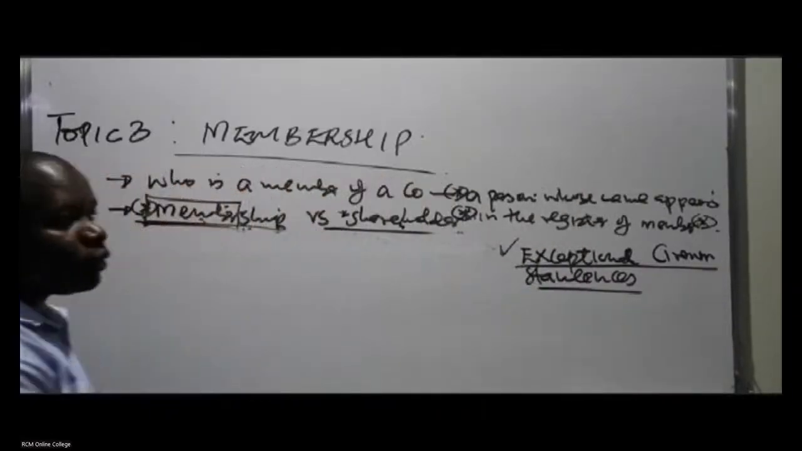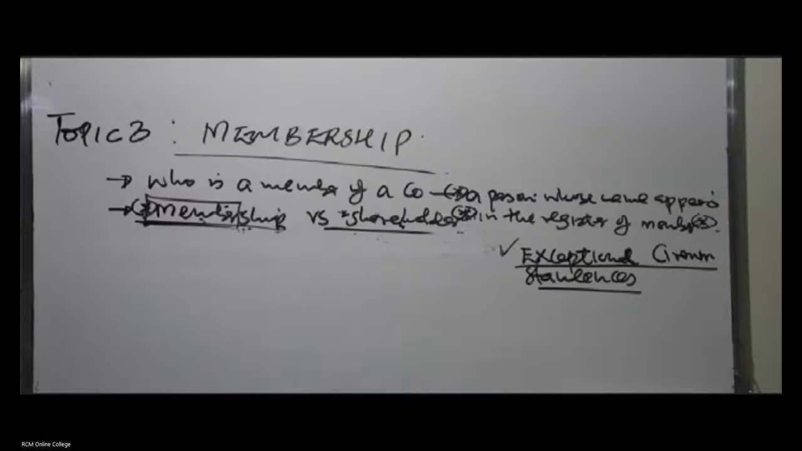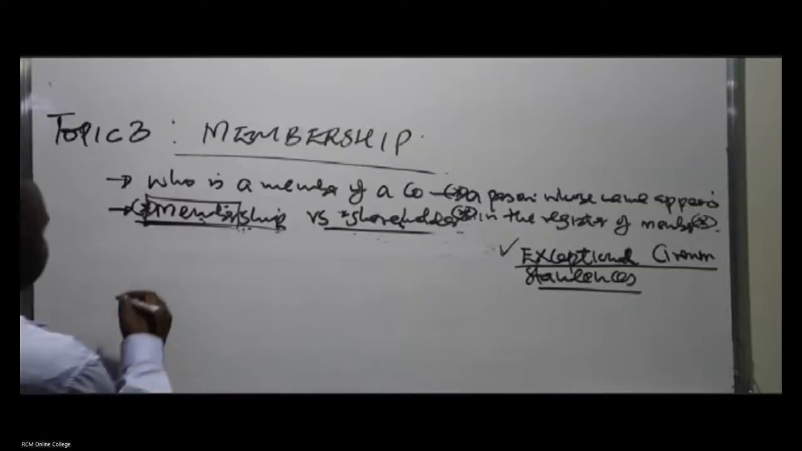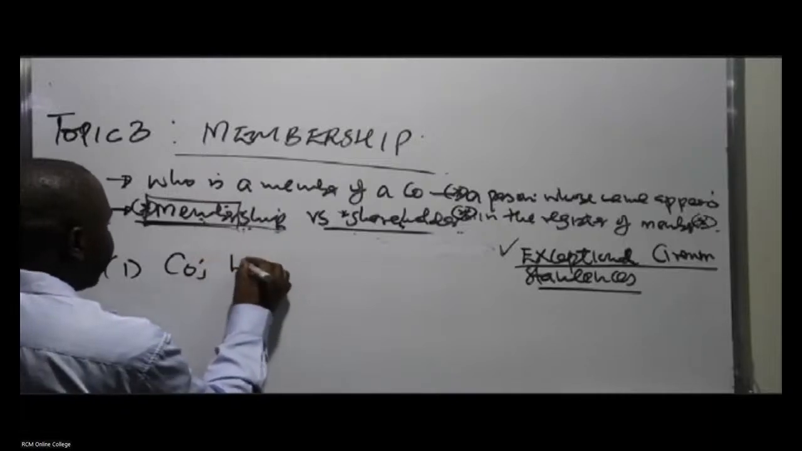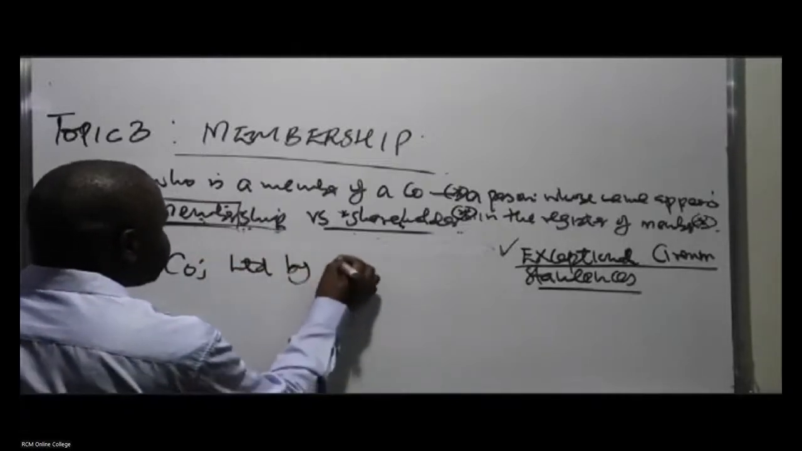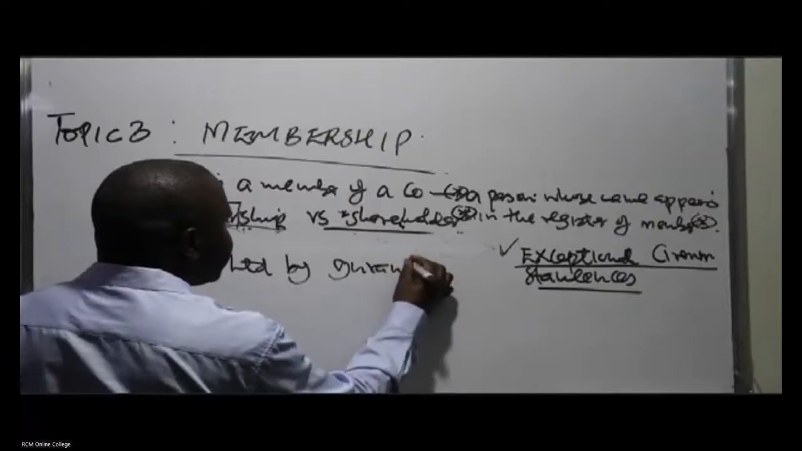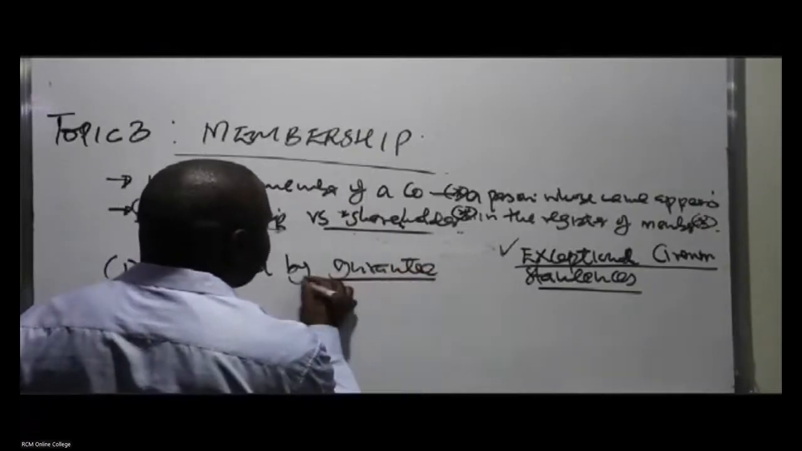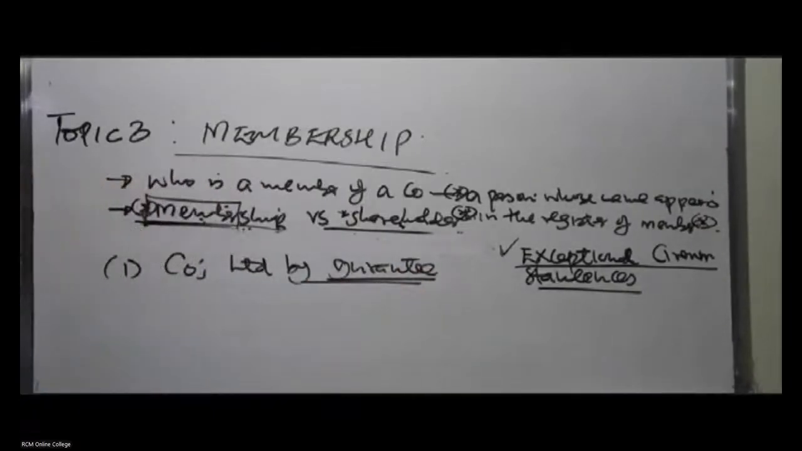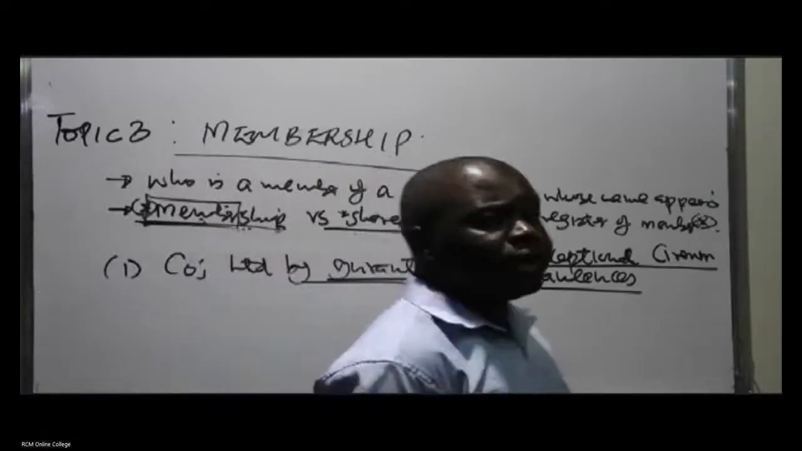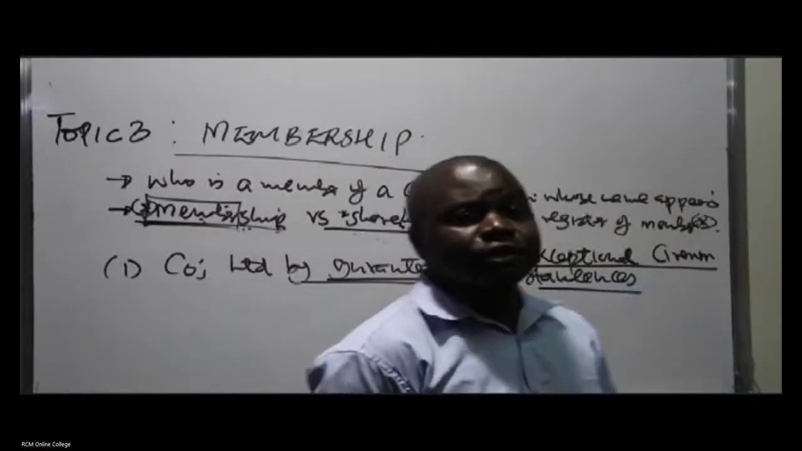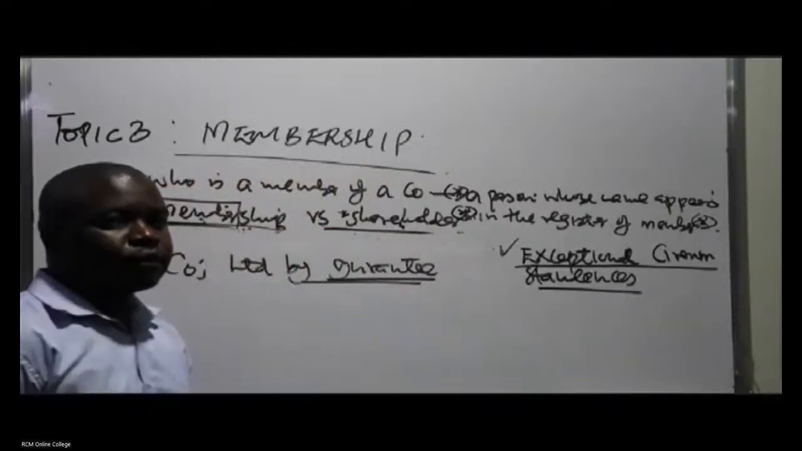We've already mentioned one of those exceptional circumstances in a company limited by guarantee. In companies limited by guarantee, there are no shares or shareholders. It's a type of company where we only have members, and we don't have shareholders. In one limited by shares is where we'll have shareholders, and those shareholders will be members.